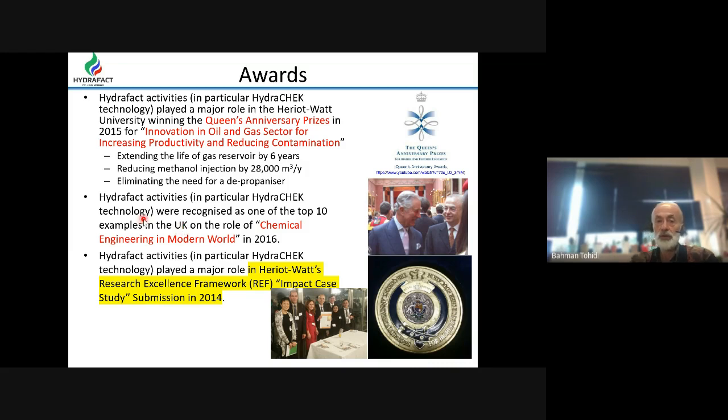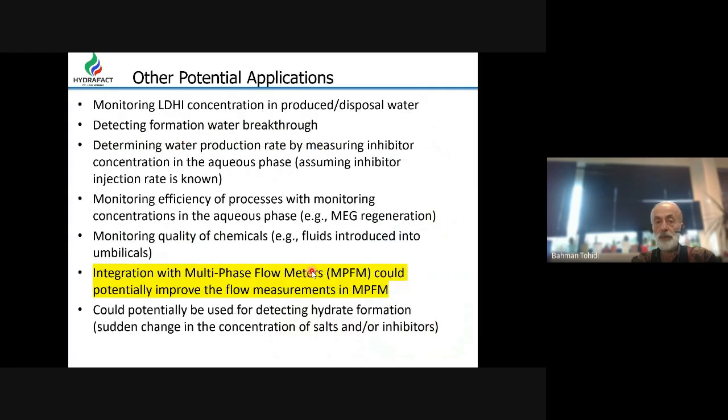And we got the Queen's Anniversary Award for innovation in the oil and gas sector for increasing productivity and reducing contamination. And it was also recognized by The Chemical Engineer. We went to Parliament and also had a REF impact case study in 2001. And this is the audience we had with King Charles. And I mentioned the previous application.